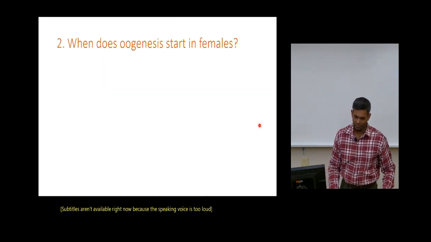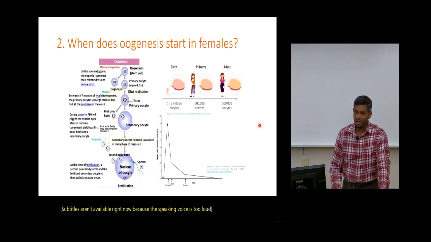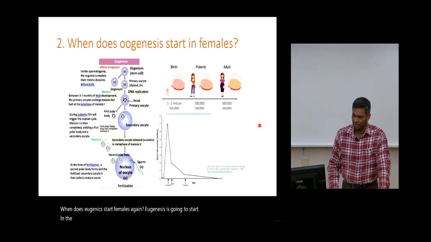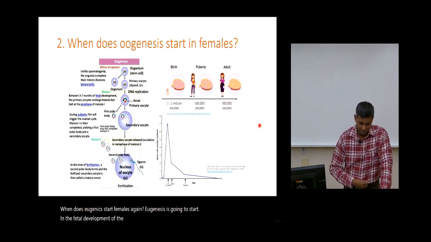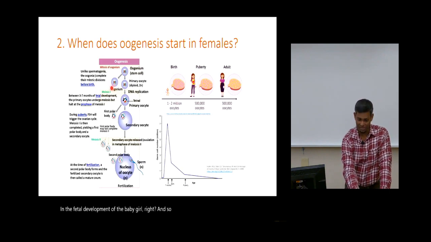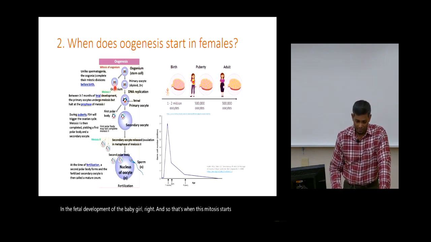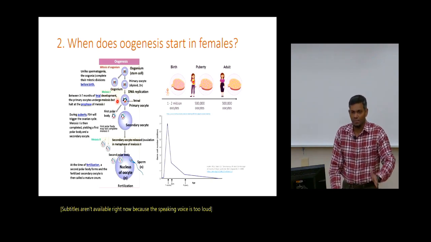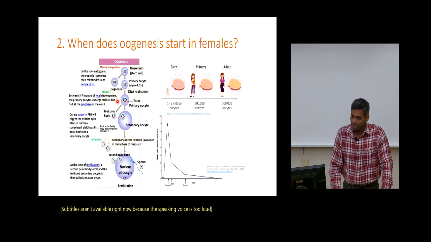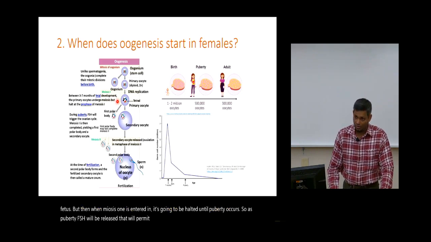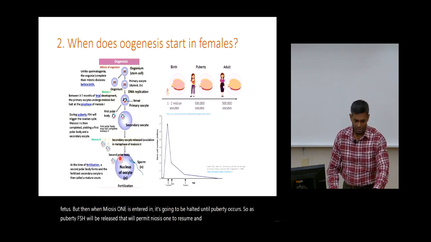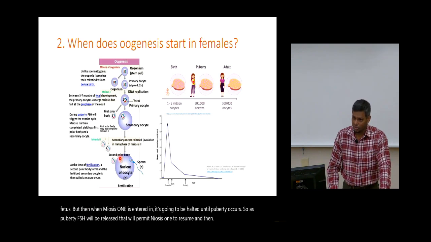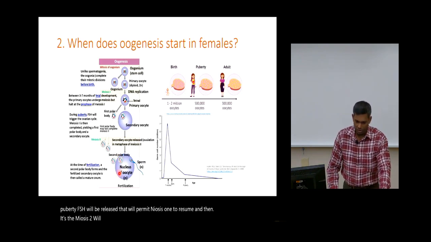When does oogenesis start in females? Again, oogenesis is going to start in the fetal development of the baby girl, right? And so that's when mitosis starts in the fetus. But then when meiosis 1 is entered in, it's going to be halted until puberty occurs. So at puberty, FSH will be released. That will permit meiosis 1 to resume, and then meiosis II will be completed only during fertilization.